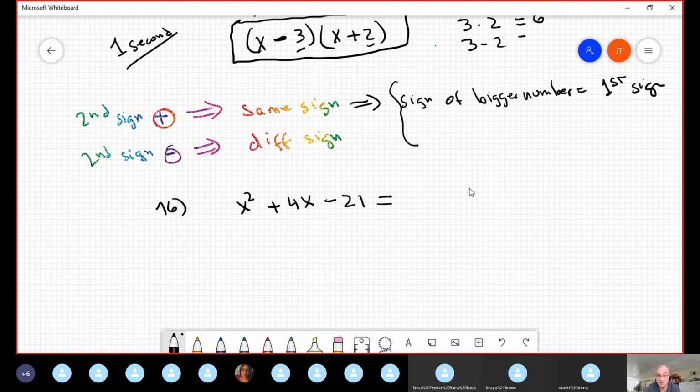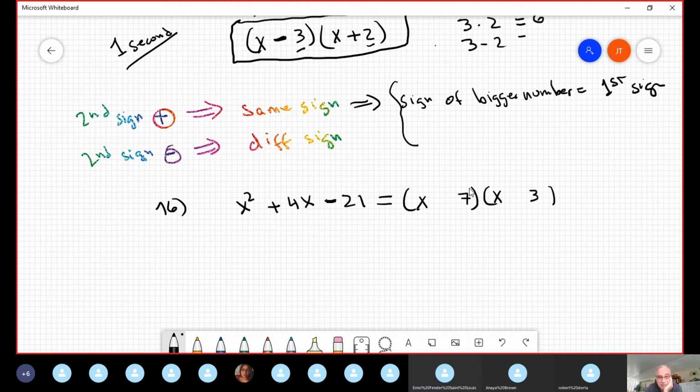Therefore, the factorization is two parentheses. X. And what is the number? Two numbers that multiply to give me 21, and when you add or subtract, give me 7 and 3. Okay. The problem of the sign is the complicated part.